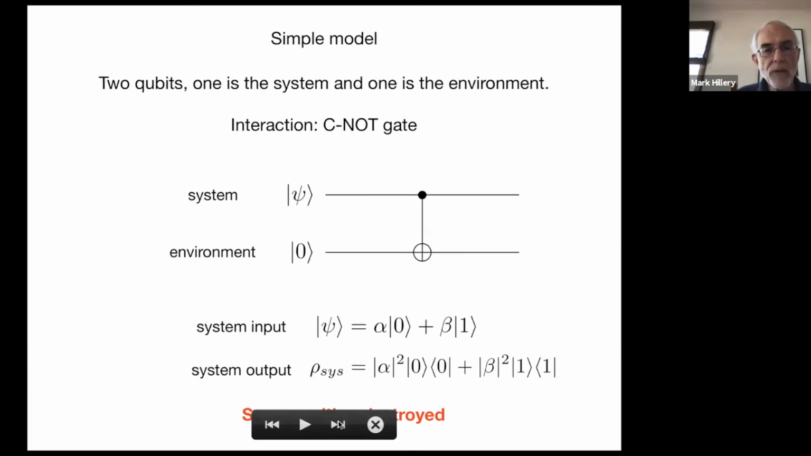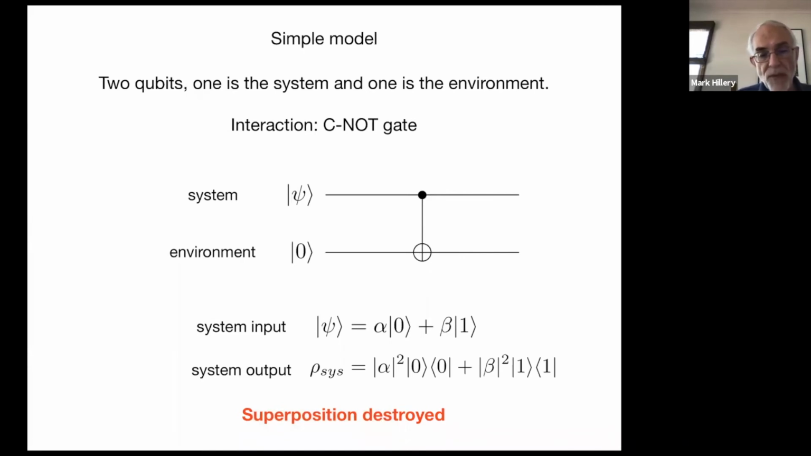So I'm going to use that controlled NOT gate. I didn't introduce this symbol before, but this is the circuit symbol for a controlled NOT gate. And that's going to be my interaction between the environment and the system. So here's my system, that's the first qubit, and I'm going to call the second qubit my environment. Okay. And so what happens when I put it through the controlled NOT gate? The system input is some superposition of 0 and 1. And then what happens is it gets entangled with the environment qubit.